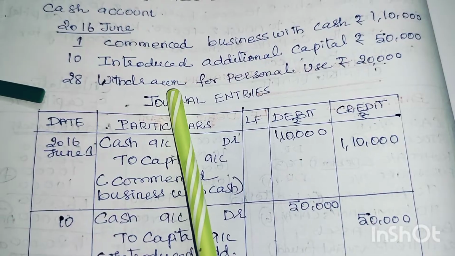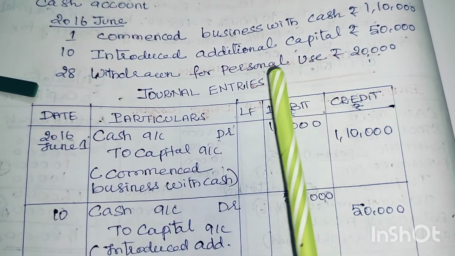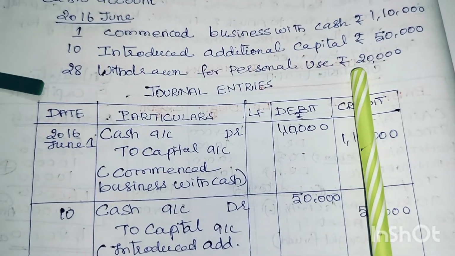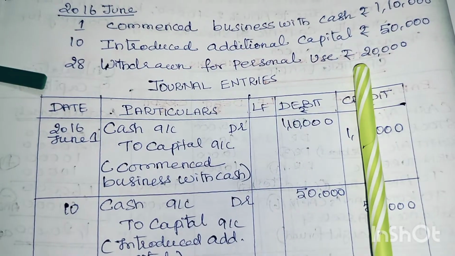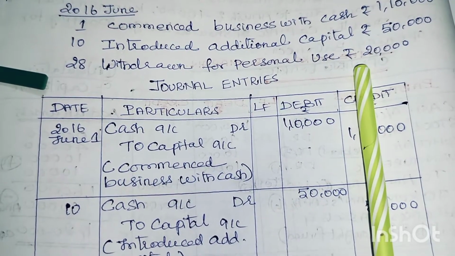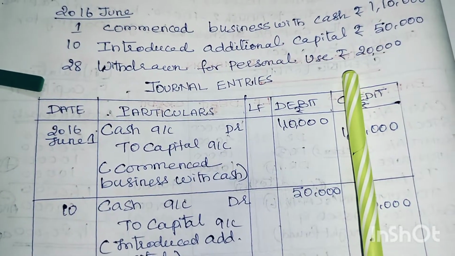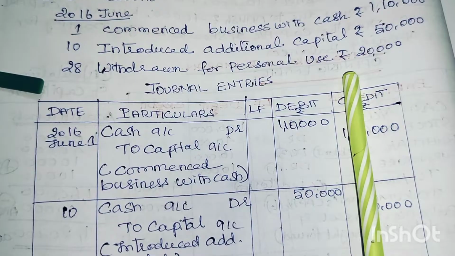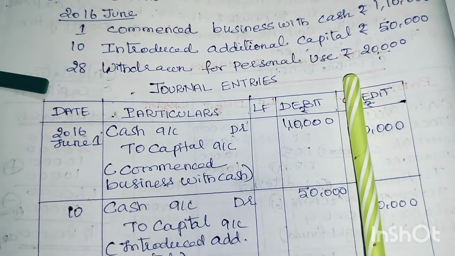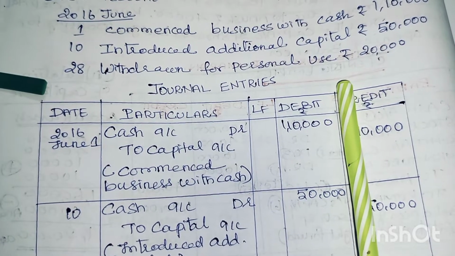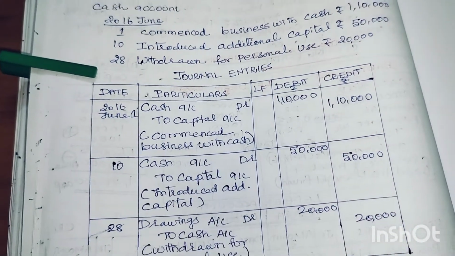The next transaction is June 28 withdrawn for personal use rupees 20,000. Whenever the owner of the business invests money into the business, that is called capital, isn't it? And when the same owner withdraws the money or cash, which means the owner takes the cash back for his personal use, that is called drawing. Then the drawing always comes in debtor, okay, debited.